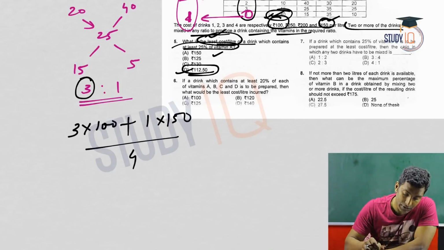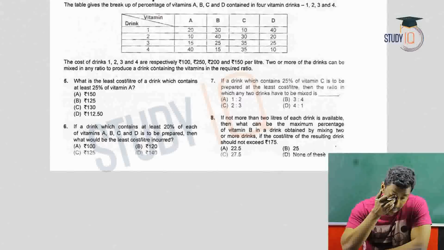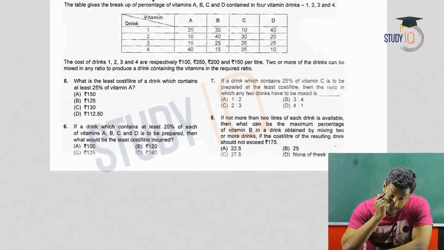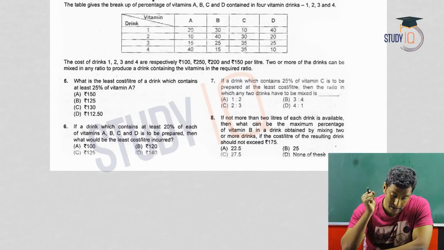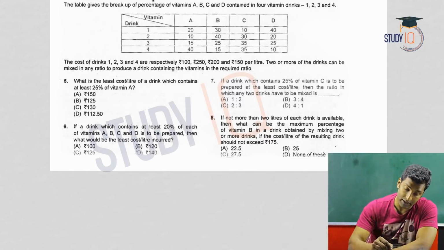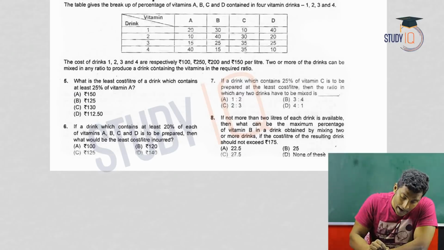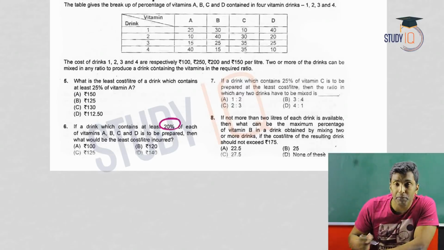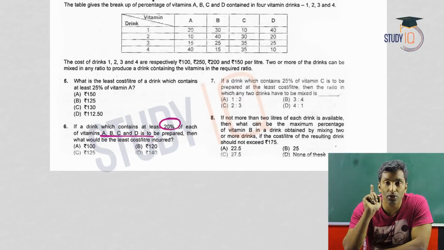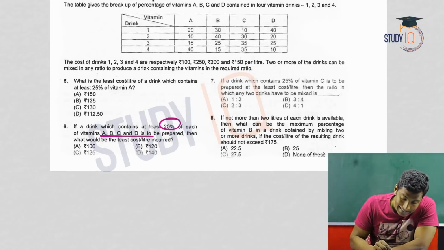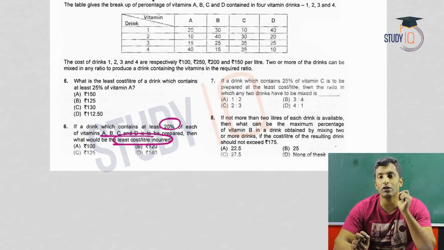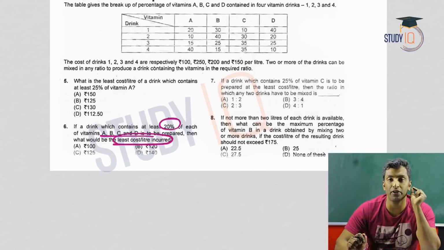Now if you move on to the next one, okay, what question 6 is saying: if a drink which contains at least 20% of each of vitamins A, B, C, D is to be prepared, then what would be the least cost per liter? So two conditions again: I need 20% of A, B, C, D, and I need the least cost per liter. I need to minimize the cost and I need to get 20% of each vitamin.